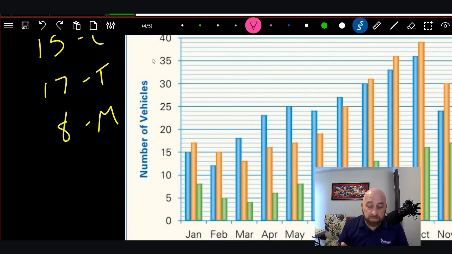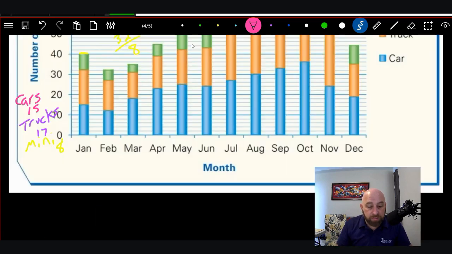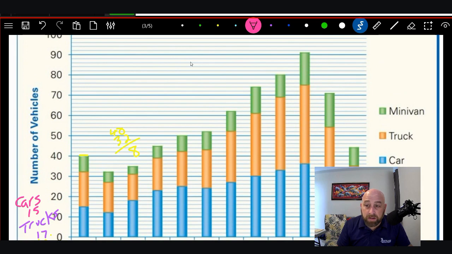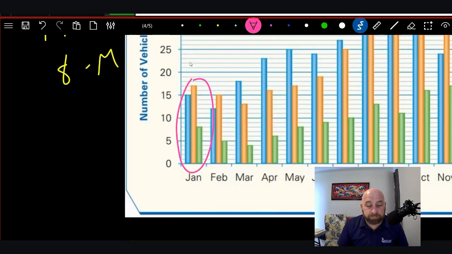So sometimes you might see it in clustered. I think I see more of this style, the clustered, than I do this style, the segmented. But you're going to see both of them, so you need to know how to read both of them.